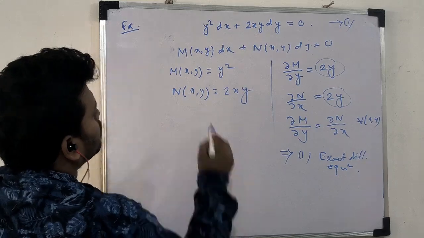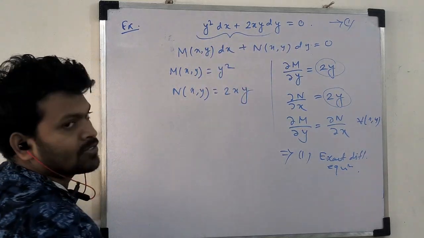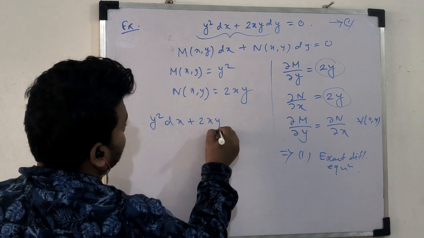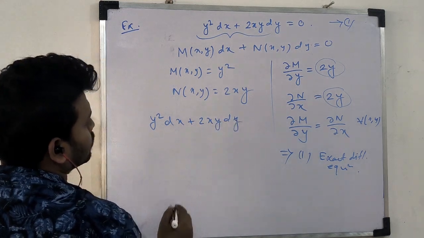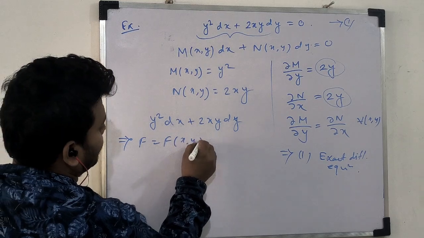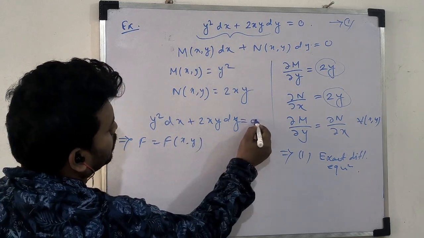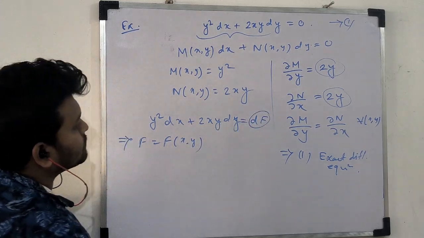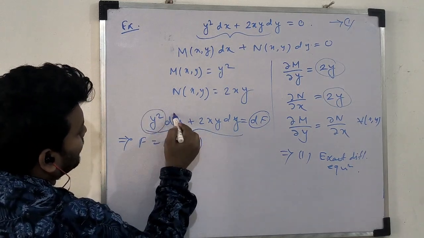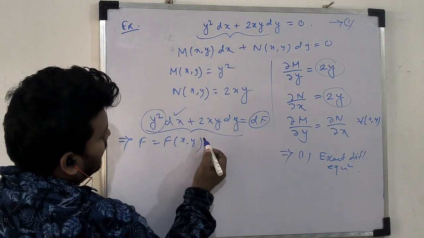Now we have to find the exact differential of this. So for that, we have to find a function f(x, y) so that we can write this equal to df. So simply, if you check, this is y squared with dx, and here this is 2xy with dy.